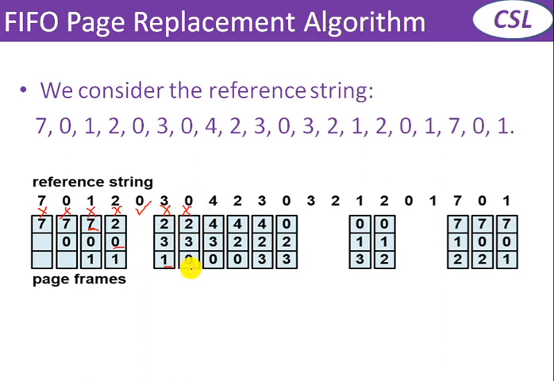Again 4. Available are 2, 3, 0. Among 2, 3, 0, which is the oldest? 2. We fill 4 in place of 2. This is also one miss.